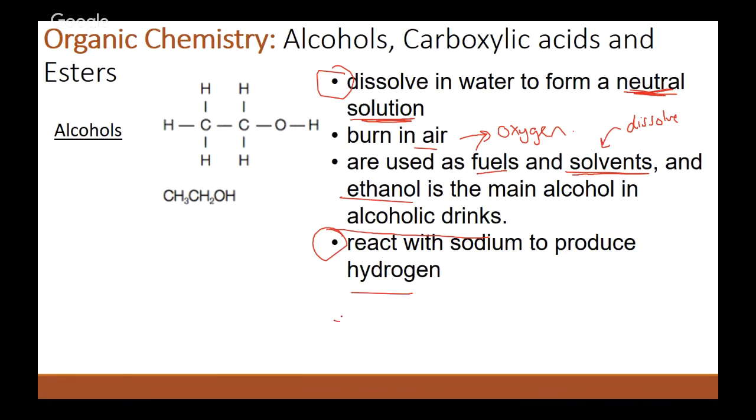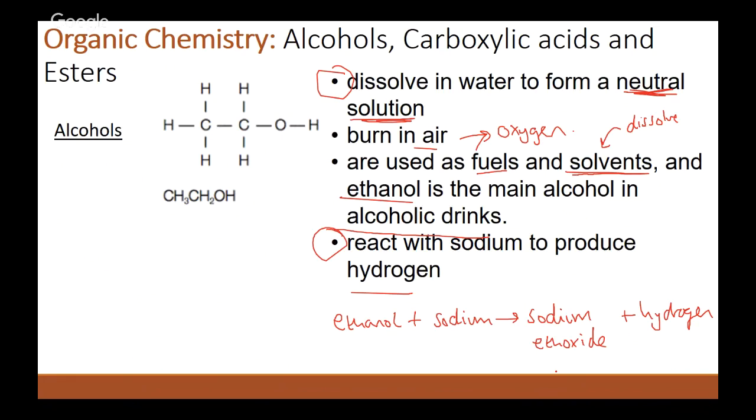Let's take ethanol for an example. Ethanol will react with sodium to produce something called sodium ethoxide. I'd be very surprised if they asked you about sodium ethoxide, but we need to remember that that's producing hydrogen gas.